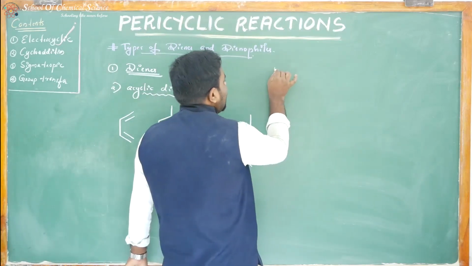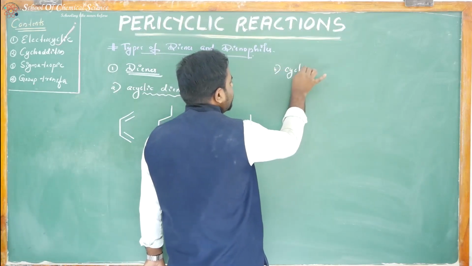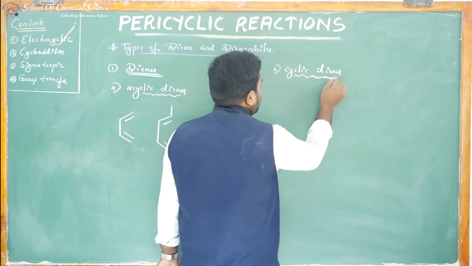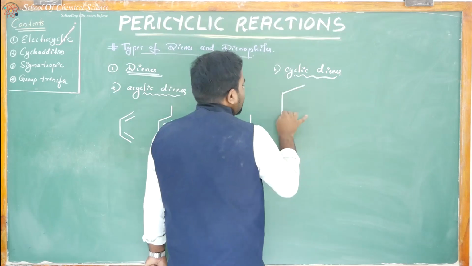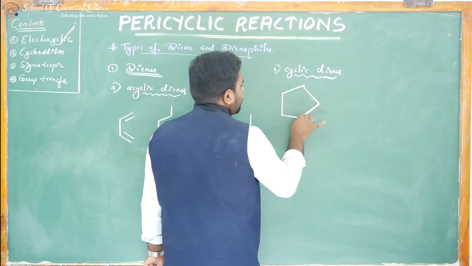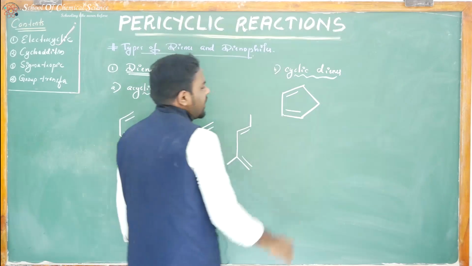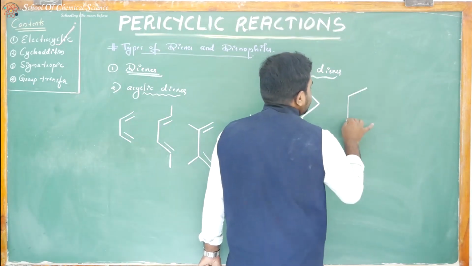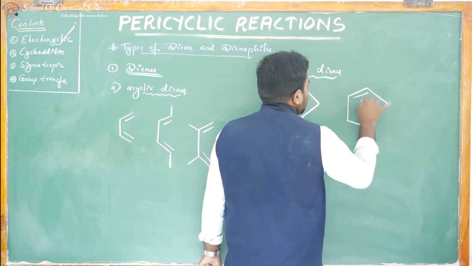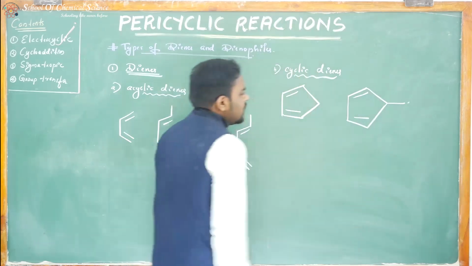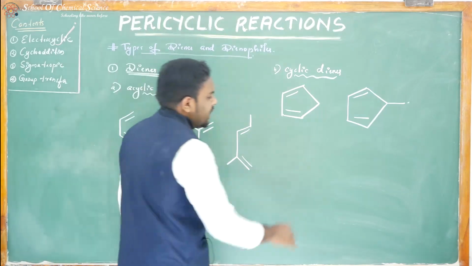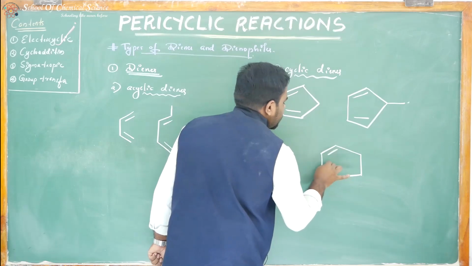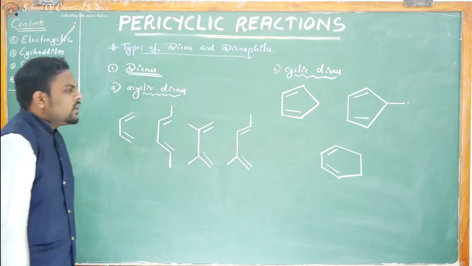Then cyclic dienes. For example, an example for a cyclic diene. This is an example for a cyclic diene. Another example, substituted cyclopentadiene, an example for a cyclic diene. Another example, this is also an example for a cyclic diene.